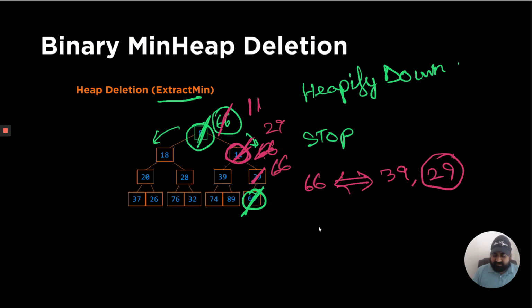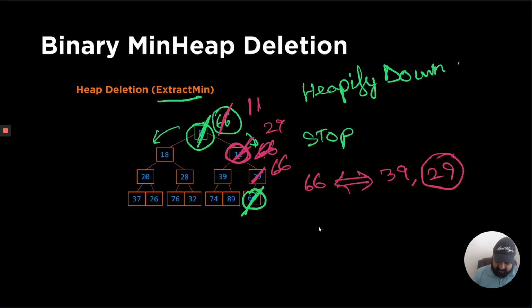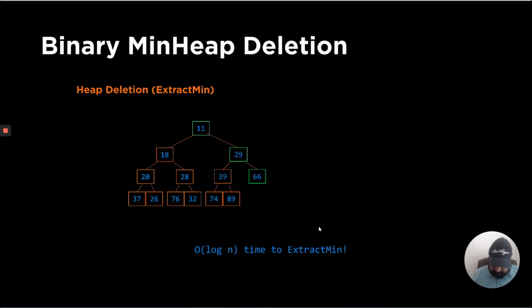Now, 66 doesn't have any more children, so it's also now a valid heap. You can see 11 is smaller than both its children, which are 18 and 29 in our new case. 29 is again smaller than both its children, which are 39 and 66. And the entire heap property is satisfied.